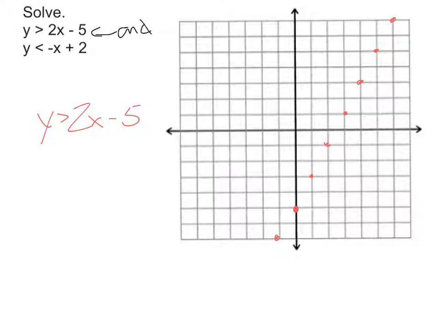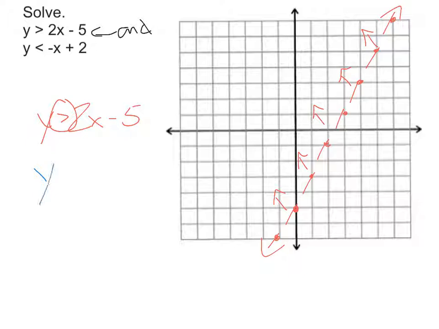You can see how, because it is simply greater than, I'm going to have a dashed line. There we are. And again, because we're greater than, that means we would shade above this line. So I'm going to put little arrows there to let me know that's the direction I'm going to shade. Okay, let's do the next one.